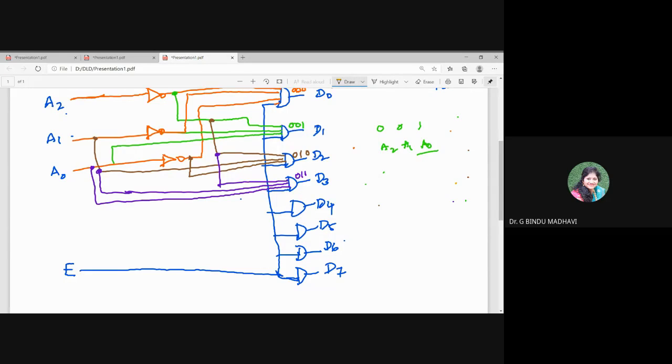Next one, D4. D4 is 1, 0, 0. So A2 will be now 1. Remaining two are zeros. 0 means I can take from the inverted input. So I can take from here. Next one, A naught, 0.